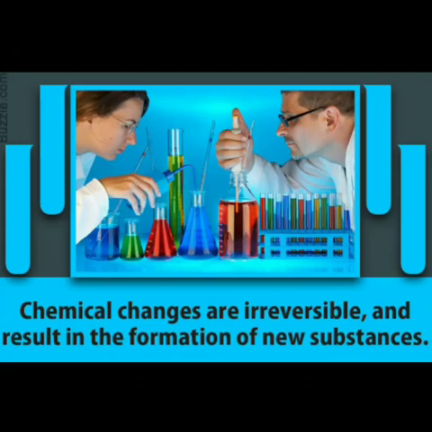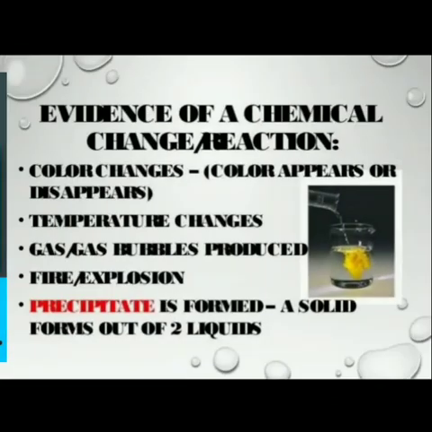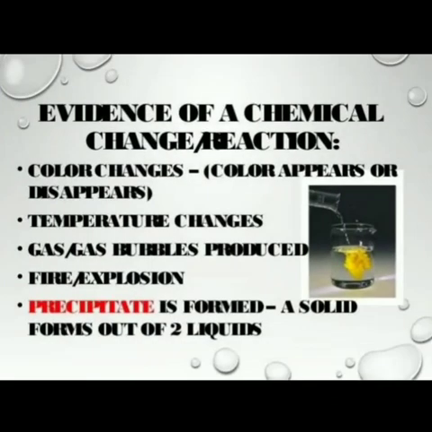So what is the evidence of a chemical change? Let's see. During a chemical change, the color may change, a gas may be evolved or absorbed, the temperature changes, or a precipitate forms. These are the evidence of a chemical change.